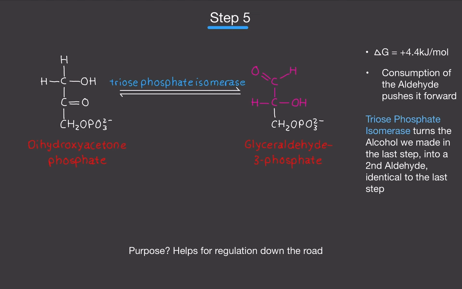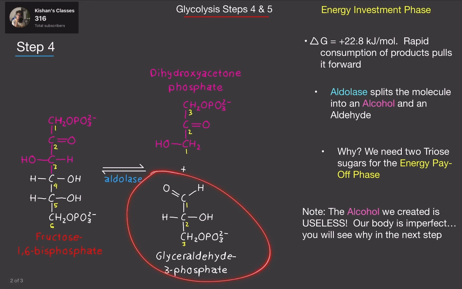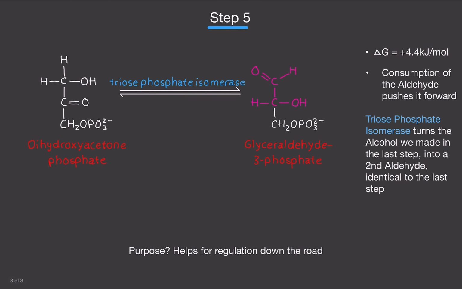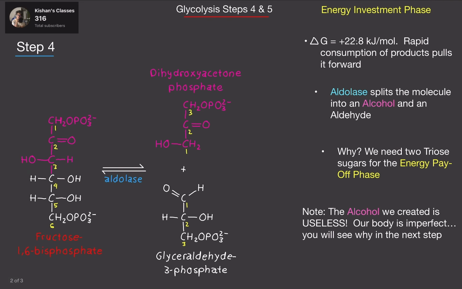So the dihydroxyacetone phosphate, we're going to use an enzyme called triose phosphate isomerase. And we're going to create glyceraldehyde 3-phosphate. It's the exact same molecule as in the last step. This. Same thing. So by the end of step 5, we're going to have 2 glyceraldehyde 3-phosphates. One from the alcohol turning into the aldehyde, and the one here from the fructose 1,6-bisphosphate turning into a glyceraldehyde.